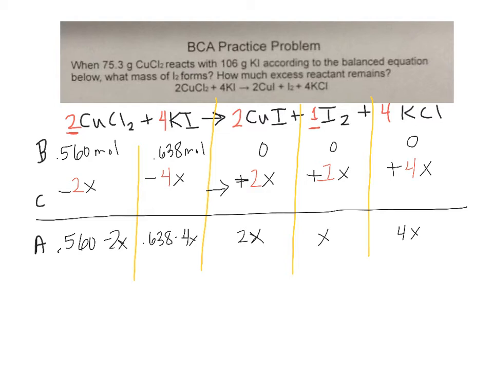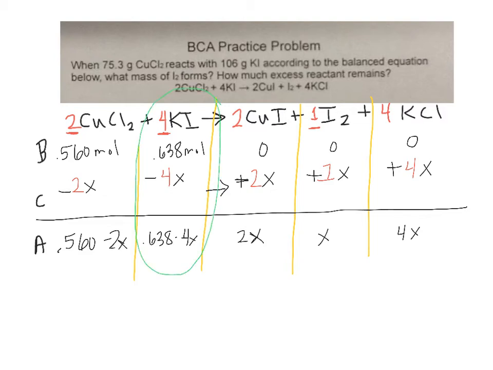Now, as I look at this, I can see that KI, I'm going to need twice as much of it because of the 2 to 4 ratio. I'm looking again at the coefficients, 2 to 4, so I can see for KI I need twice as much. So even though I have more KI before than I have of the copper 2 chloride, I can see it's not twice as much. So I'm going to make an educated guess here that it's probably this KI that's limiting.